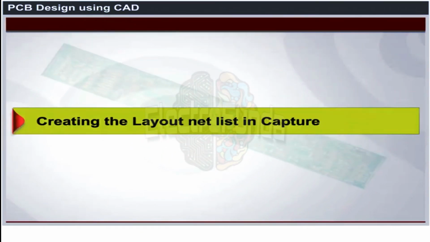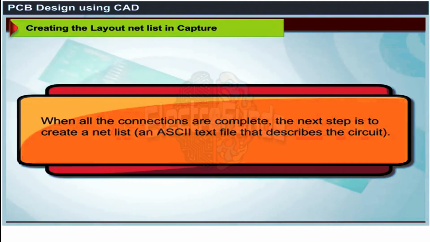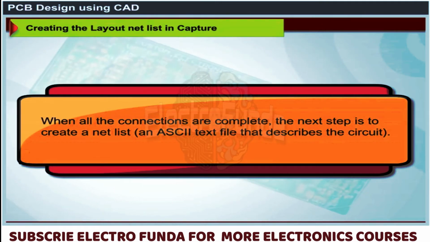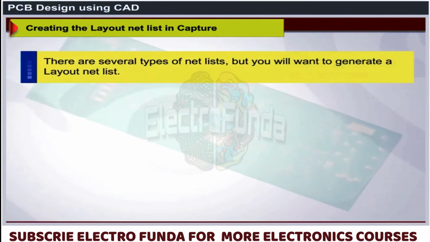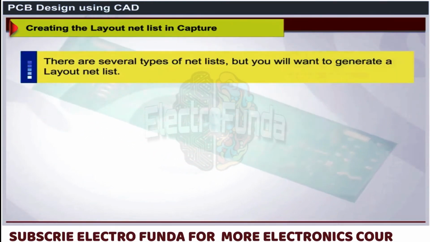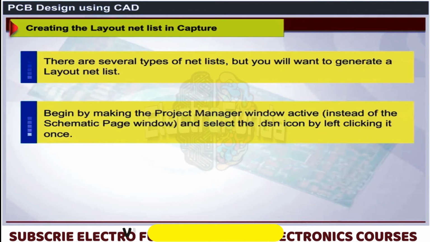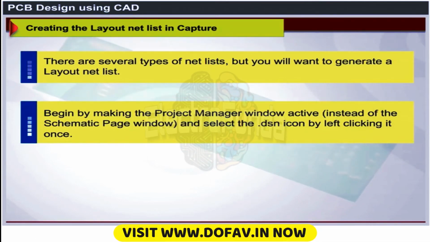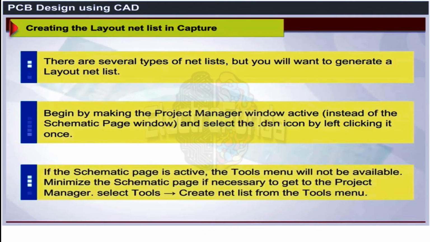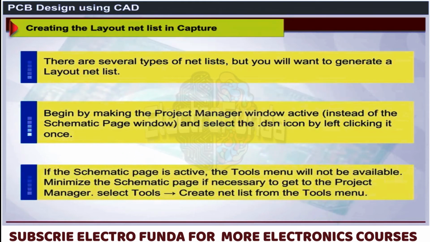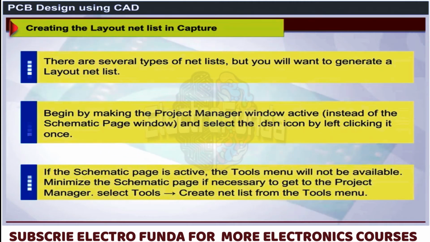Creating the layout netlist in Capture. Once all the connections are complete, the next step is to create a netlist, an ASCII text file that describes the circuit. There are several types of netlists, but you will want to generate a layout netlist. Begin by making the project manager window active instead of the schematic page window and select the .dsn icon by left-clicking it once. If the schematic page is active, the tools menu will not be available. Minimize the schematic page if necessary to get to the project manager.